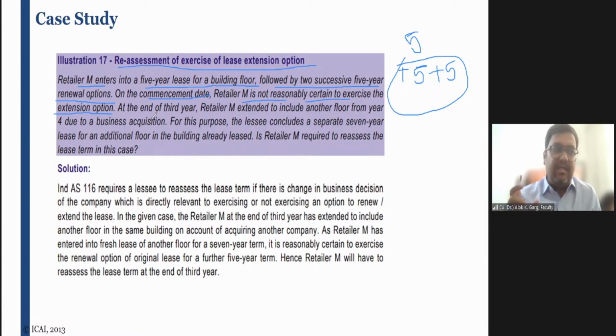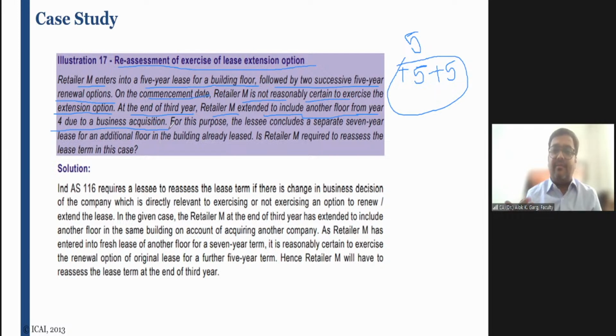So when this lease contract was started, the lessee was thinking that I'll use this premises only for 5 years. I will use it for 5 years only and will not avail the renewal option for the next 10 years, 5 plus 5. At the end of the third year, what happened after 3 years? Retailer M, this lessee, extended to include another floor in the same building from year 4 due to a business acquisition. What happened after 3 years?